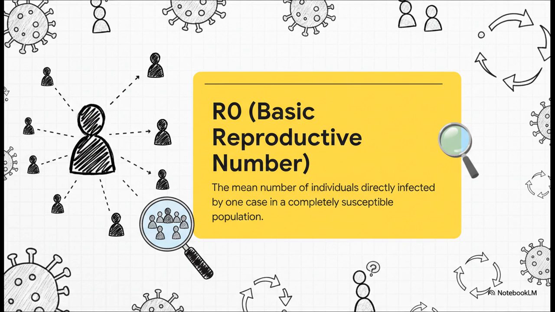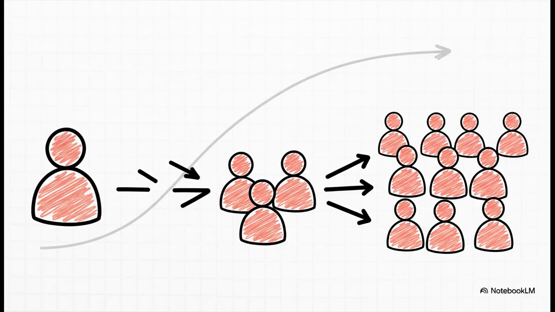Picture this. You drop one sick person into a community where absolutely no one is immune. The R0 is the average number of people that one person will infect. So, for something like the seasonal flu, R0 is about 1.3. For the original COVID-19 strain, it was estimated to be somewhere between 2 and 3. Now, the magic number, the line in the sand, is 1.